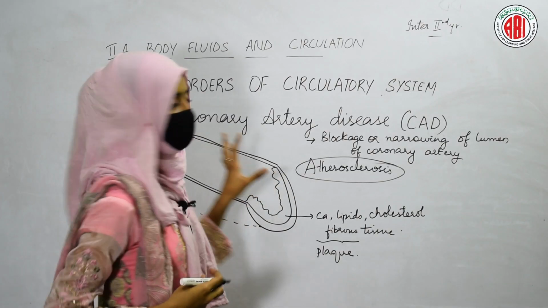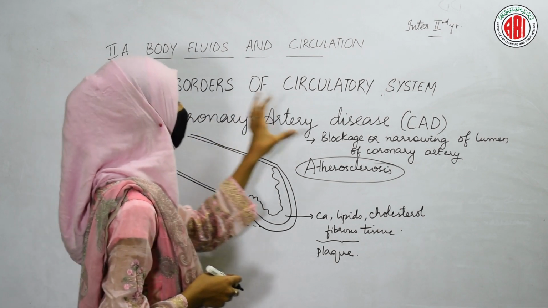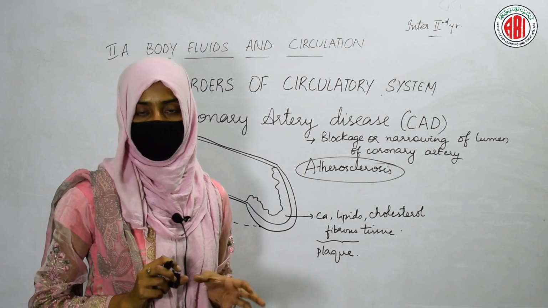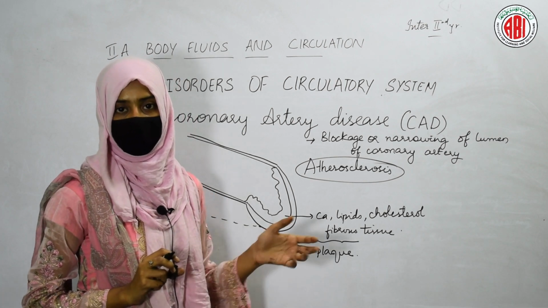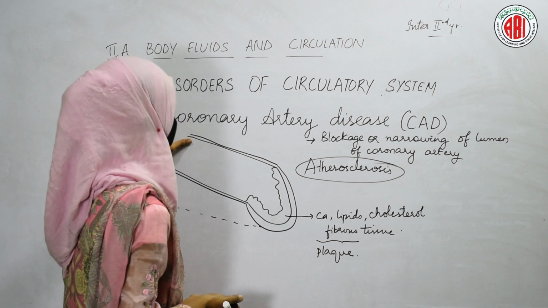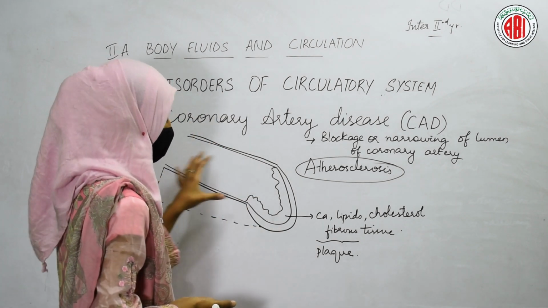The next disorder is CAD. That stands for coronary artery disease. Coronary artery is a branch of aorta. Aorta is the biggest artery that carries the blood to the different organs of our body, right? It's a branch of aorta that is present near our heart. So this is our coronary artery.